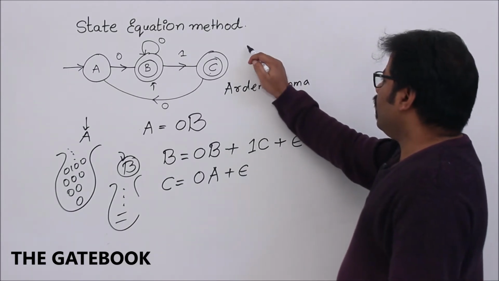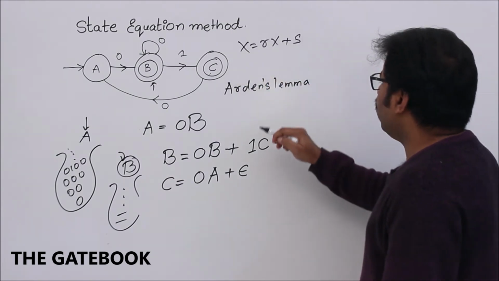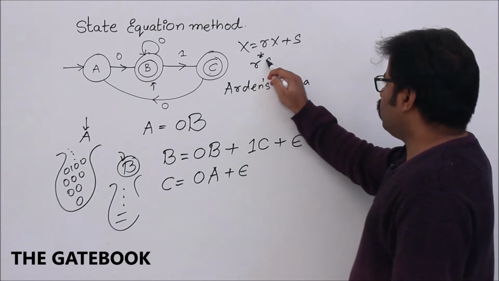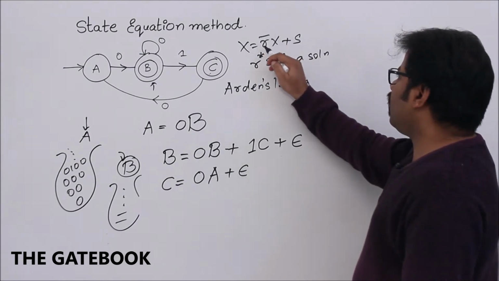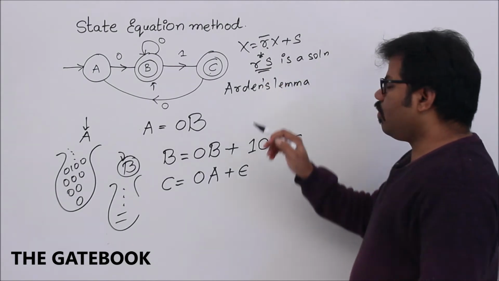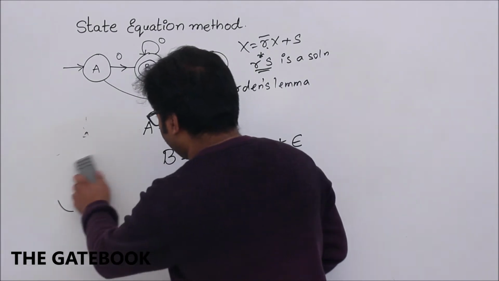If you have any equation like x equal to rx plus s, then r star s is a solution, correct? And especially when r doesn't contain epsilon, then r star s is the one and only one solution. Now we will see how it can be applicable here.